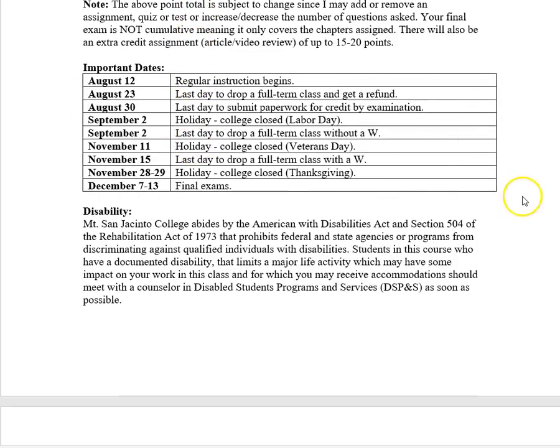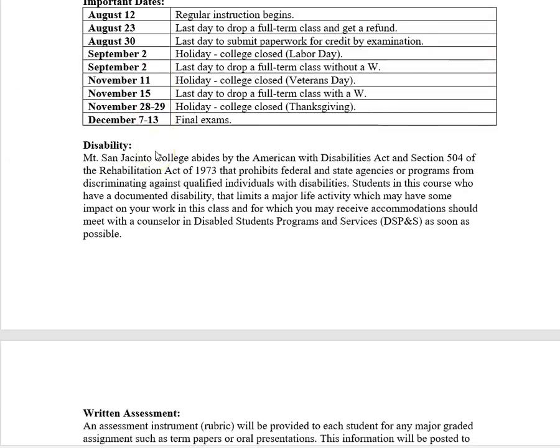Also, here are some important dates. I'll let you look at this at your leisure. I don't need to go through all of that right there.